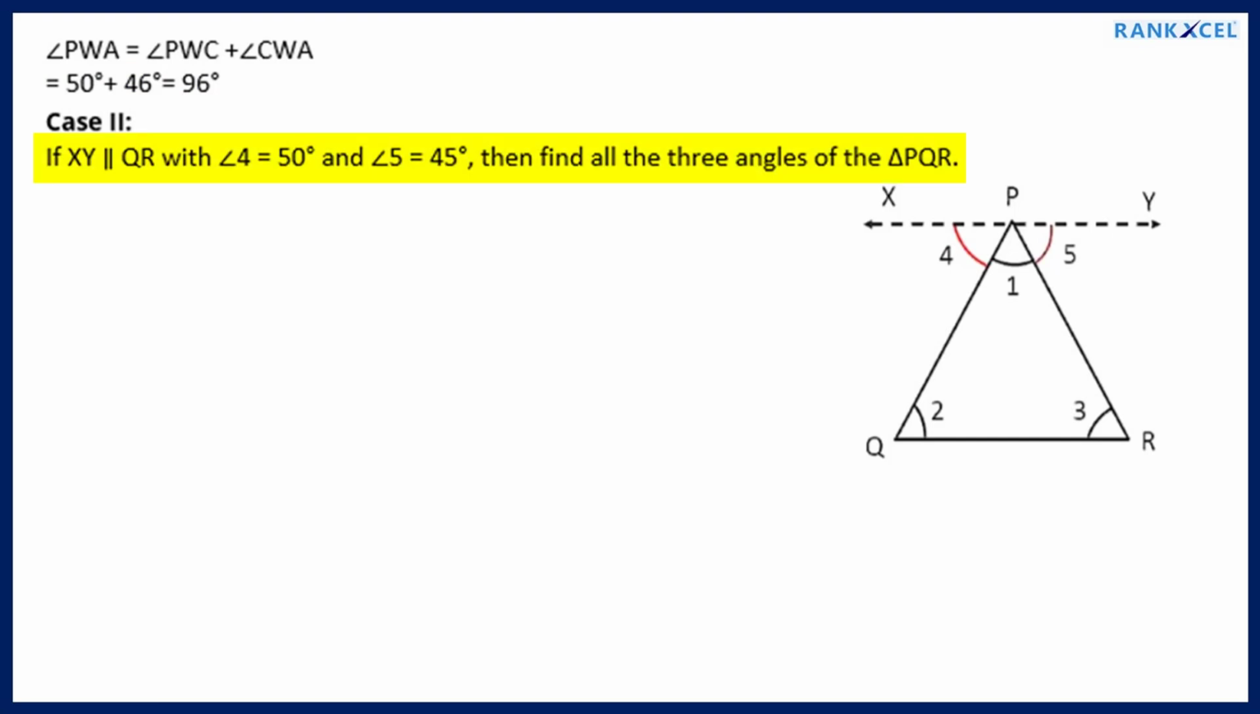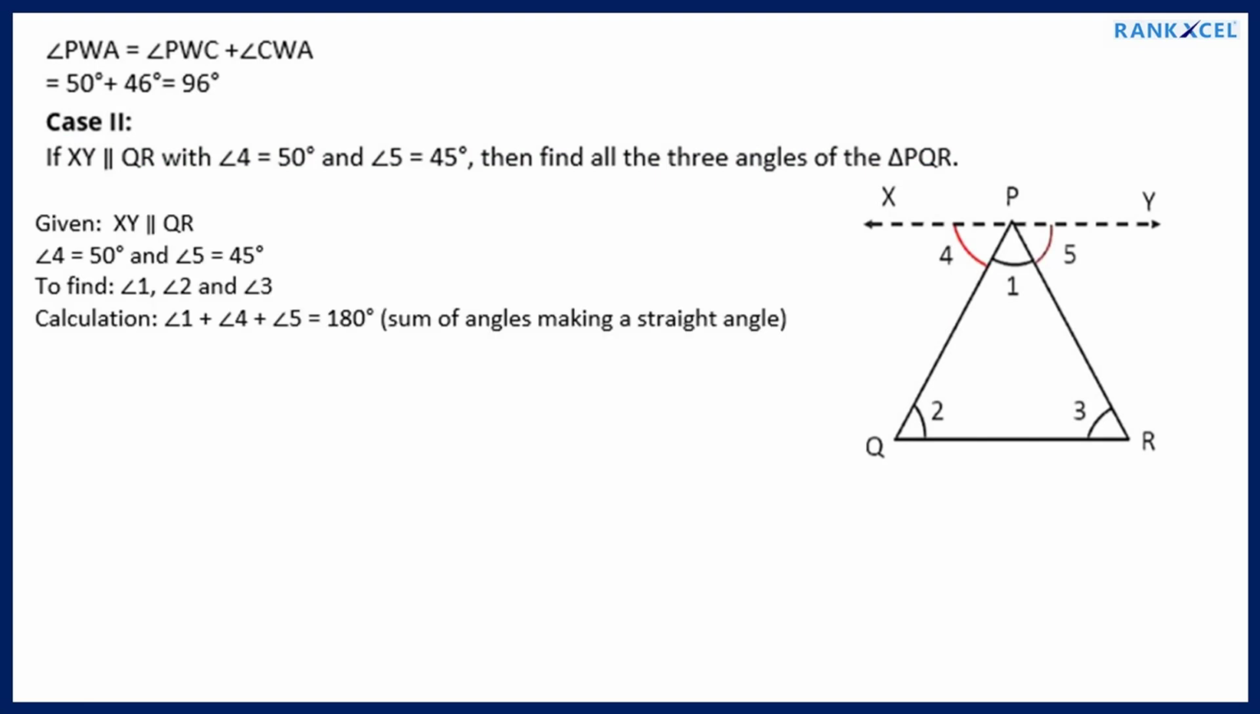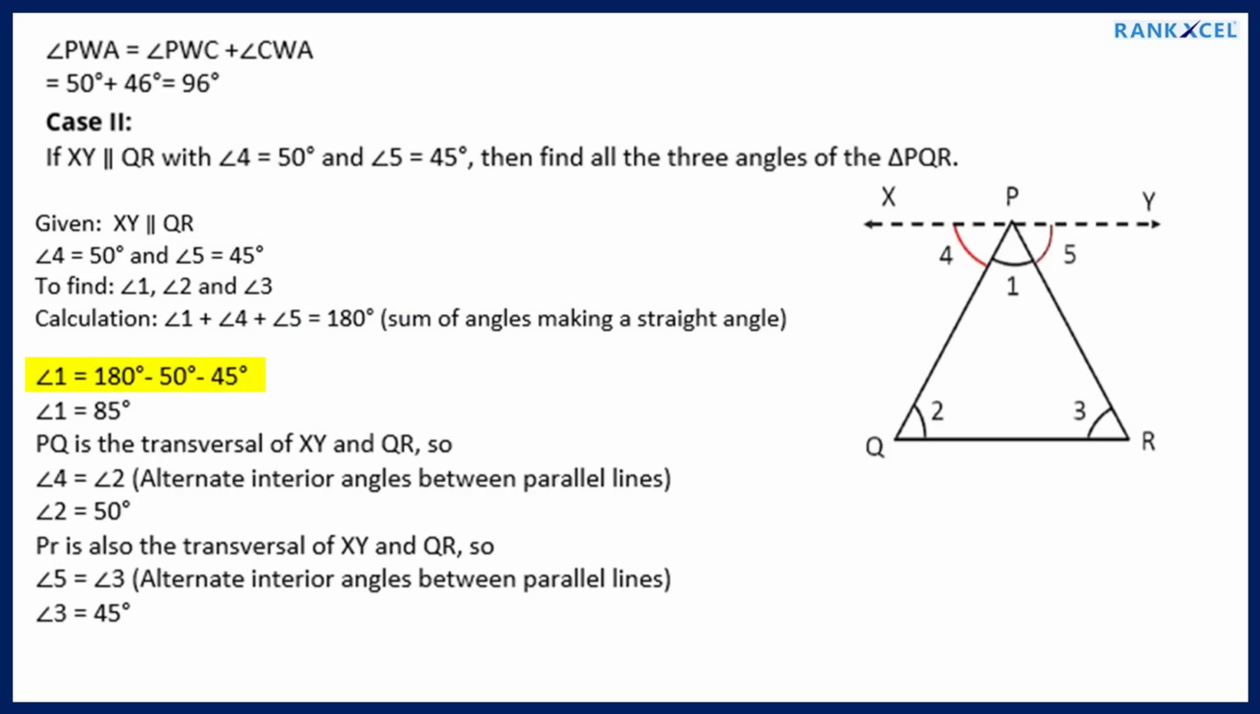Case 2. If ST is parallel to QR with angle 4 equals 50 degrees and angle 5 equals 45 degrees, then find all the three angles of triangle PQR. Given: ST is parallel to QR, angle 4 equals 50 degrees and angle 5 equals 45 degrees. To find: angle 1, angle 2 and angle 3. Calculation: angle 1 plus angle 4 plus angle 5 equals 180 degrees, sum of angles making a straight angle. Angle 1 equals 180 degrees minus 50 degrees minus 45 degrees. Angle 1 equals 85 degrees.